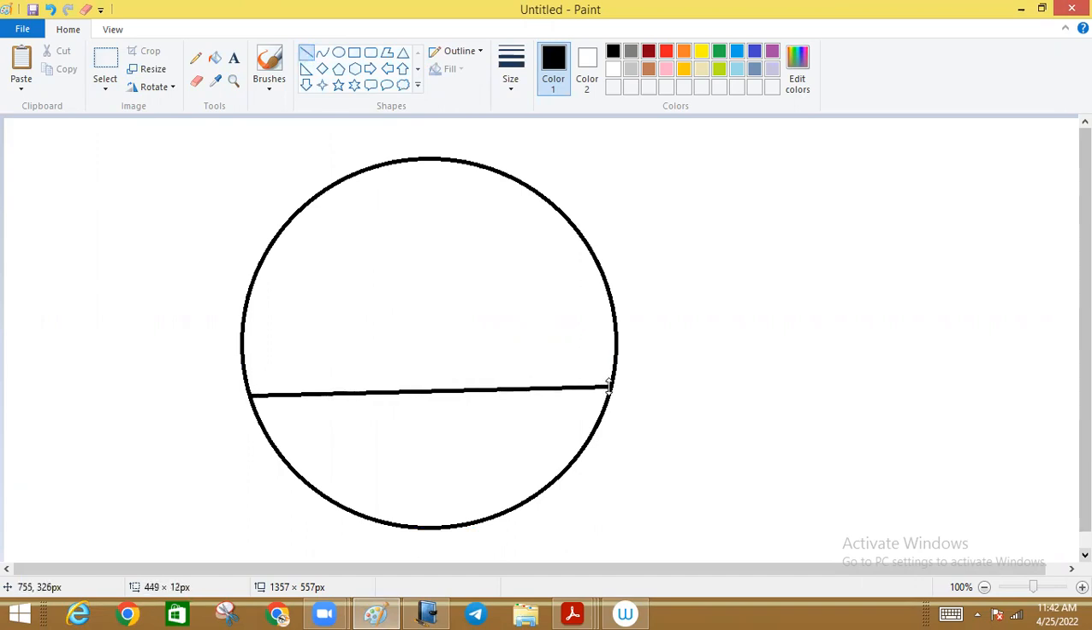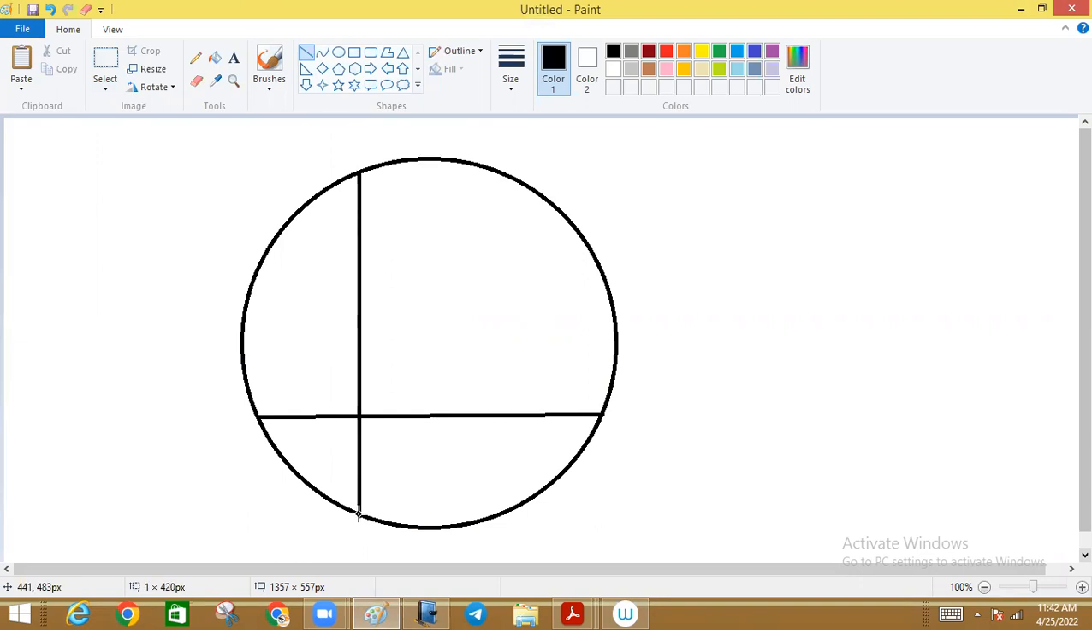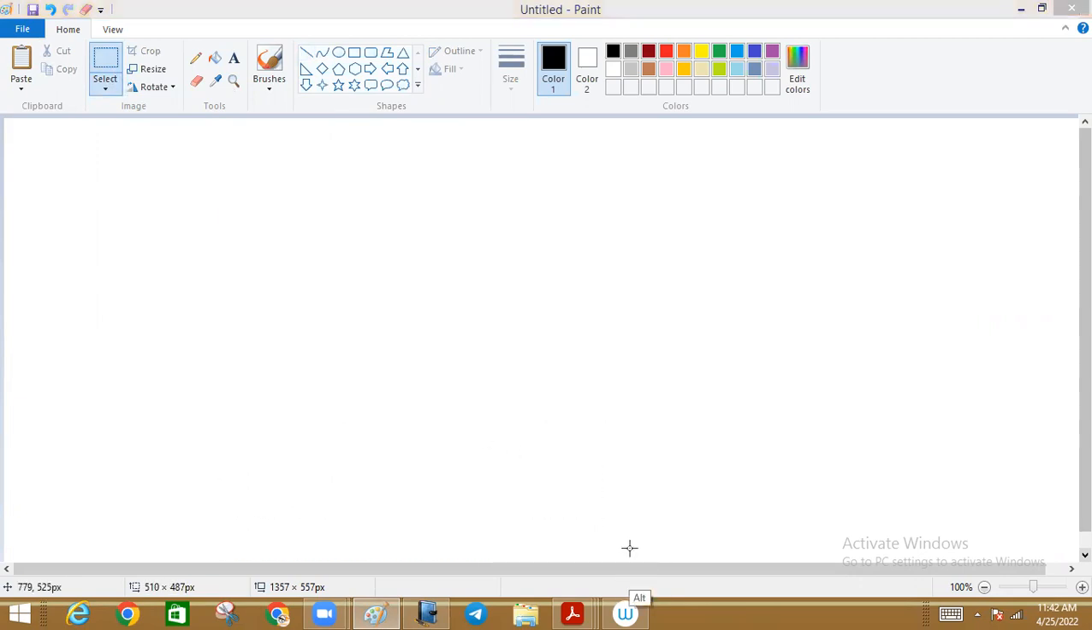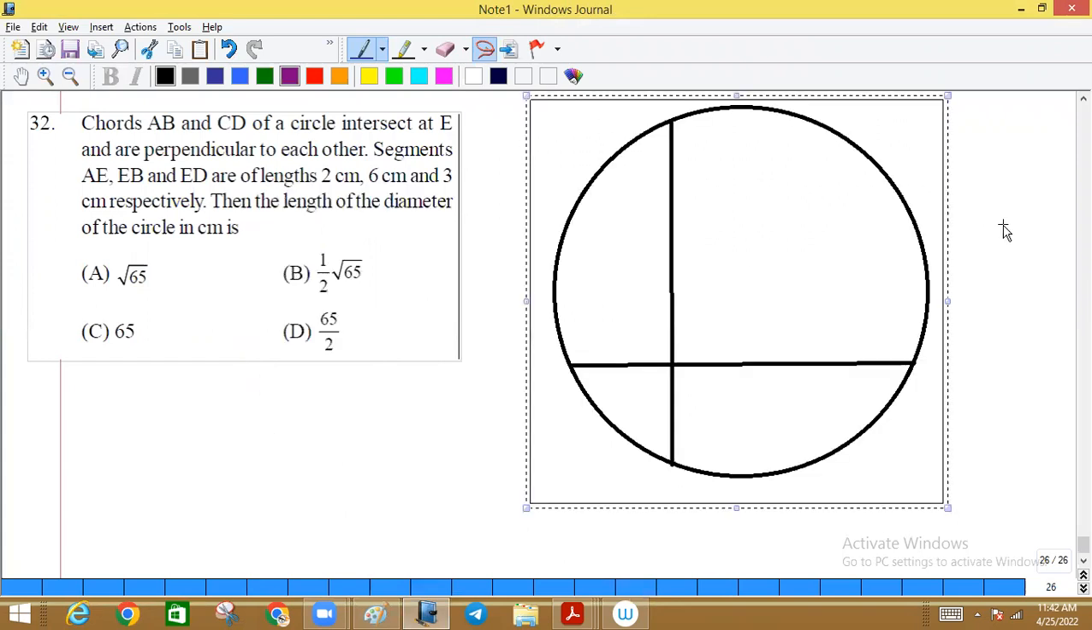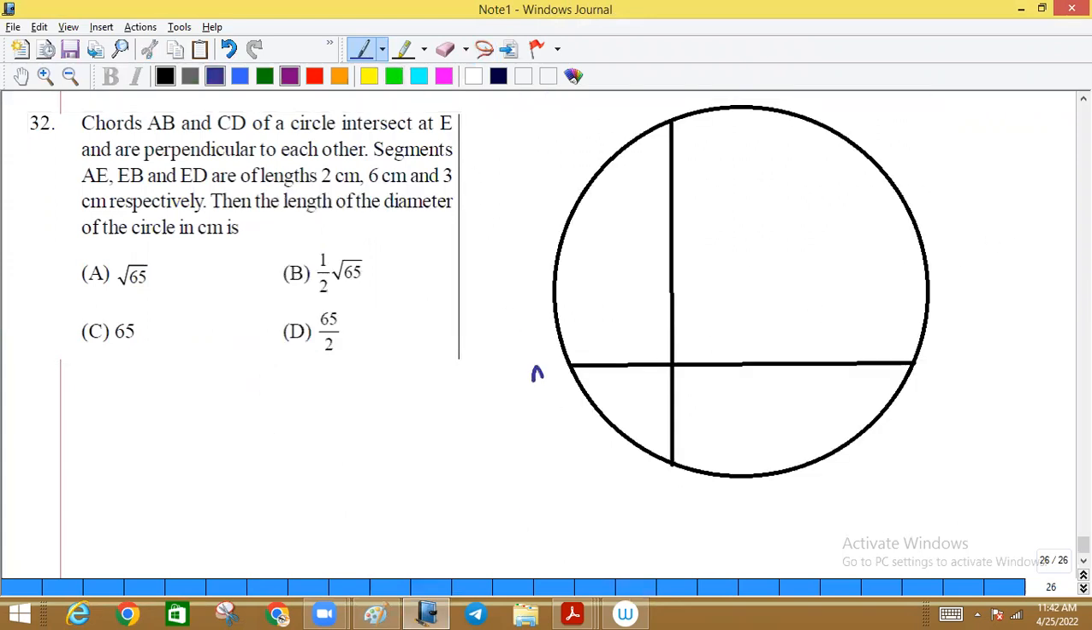Two chords AB and CD. They intersect at what point? They intersect at E. We'll take it here. This is AB, CD, E. It is 2, 6, it is 3. Can I say 2 into 6 is equal to 3 into 4? Because 12, the product is the same.